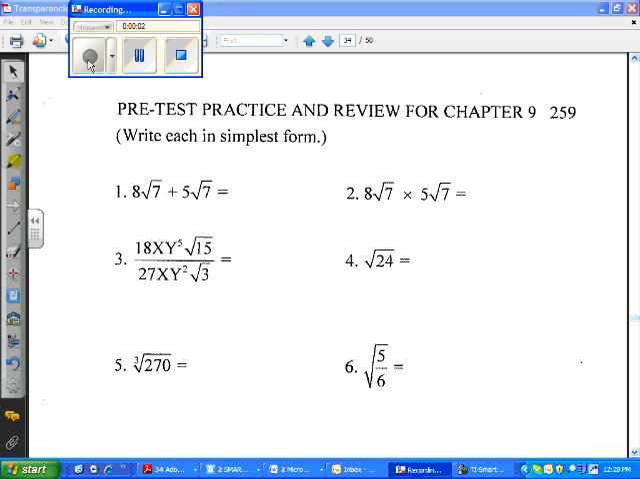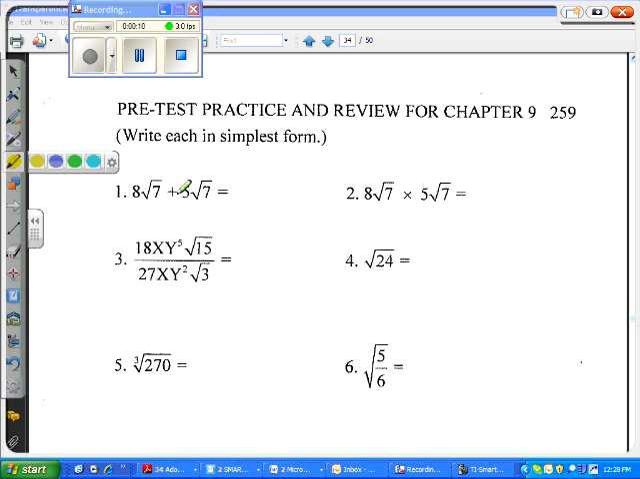Going to be going over the chapter review for Chapter 9. As always, we will begin by saying what is the operation and what is the rule for that. And so we look at number 1 and say, okay, what's the operation? The operation is addition. To add or subtract, the names have to be the same.